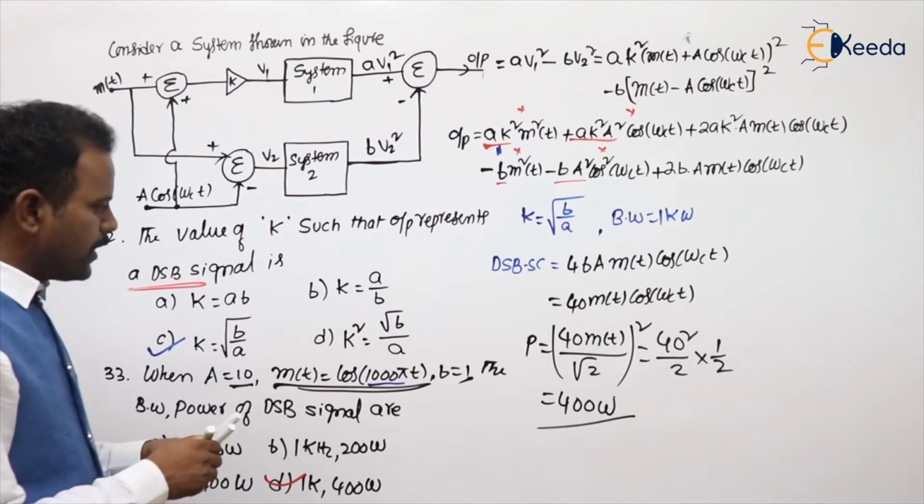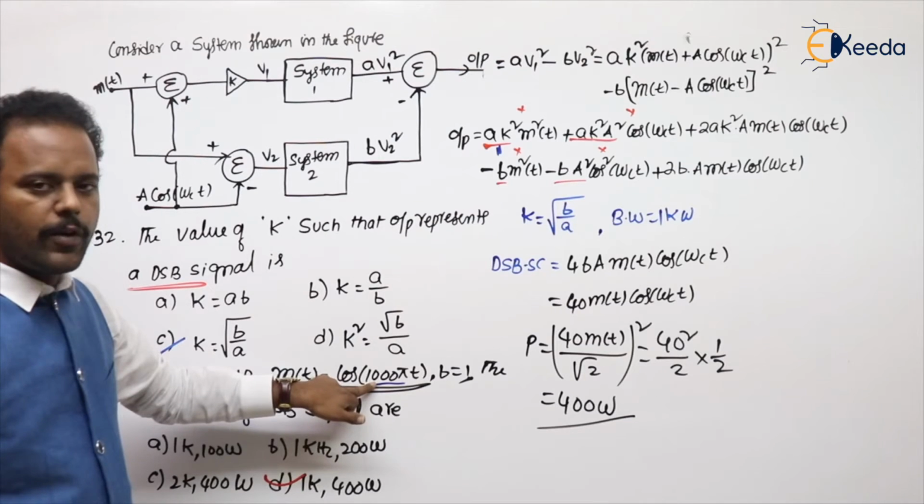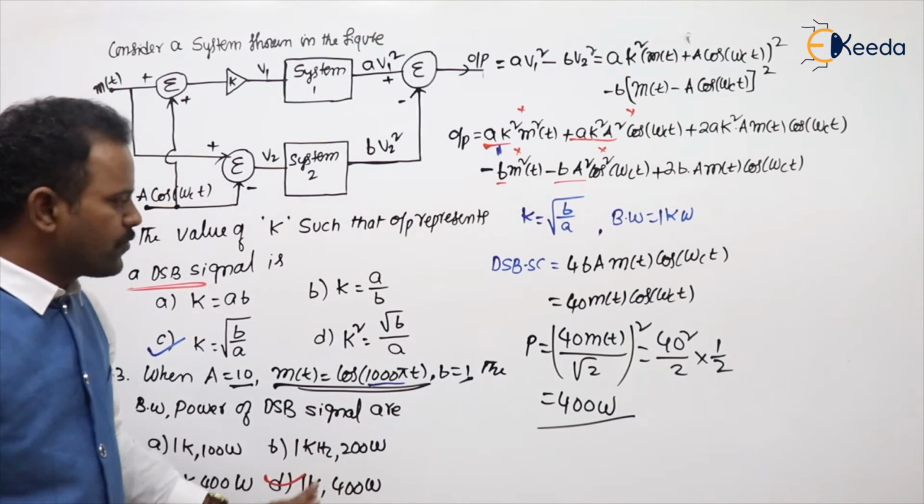For the bandwidth calculation, I already said it is 2 times the message signal frequency, 2 times 500, or 1000, and we got the power, which is 400.